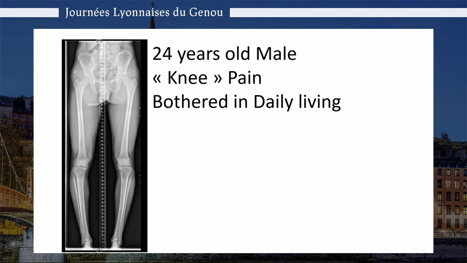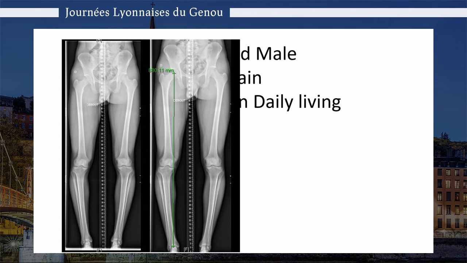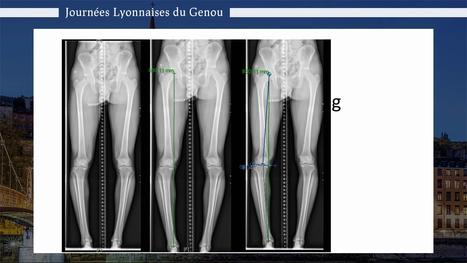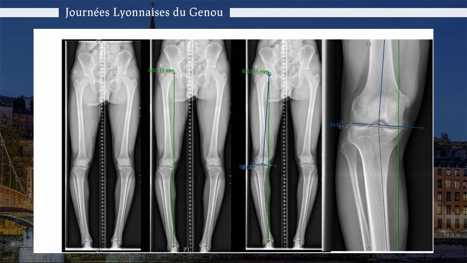I will start with the case. This is a 24-year-old male with medial knee pain. He has varus of the lower limb. The measurements here show that everything is mostly in the tibia, and so the intended correction, if I was not to do a PSI, would have been this 10-degree correction on the metaphyseal tibia.